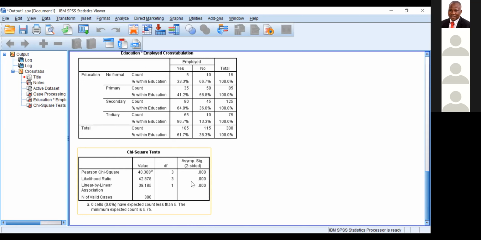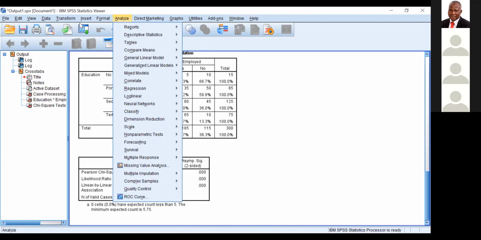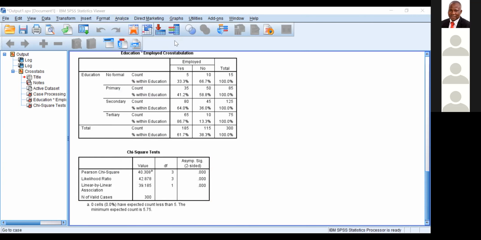Now, I want you to rerun it. It will not change anything. I want you to rerun it and now put the column percentage and come and see how you can be misled. Well, go and rerun it. Go to analyze. Go back to that same place, crosstabs. Just go and change the percentage to column rather than row.